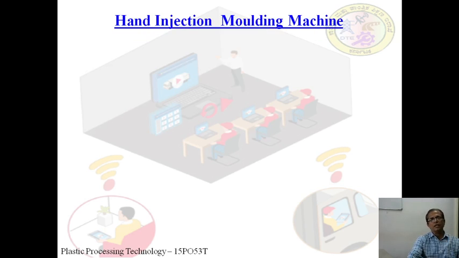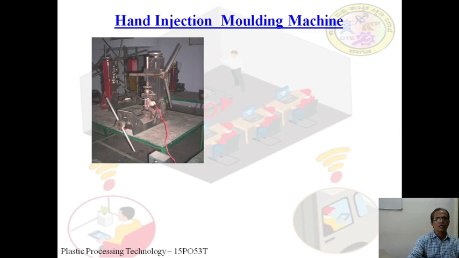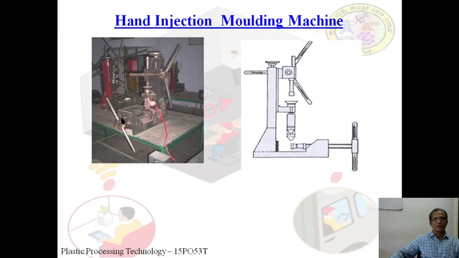Now let me discuss the injection molding machine of the smaller version, shown in these diagrams. This is the pictorial view and this is the cross-sectional view. See here, this is the barrel, this is the feed hopper, and this is the nozzle. Here the barrel is placed vertically and fitted to the body of the machine. And this top portion is a rack and pinion arrangement. In this rack and pinion arrangement, a plunger is fitted.